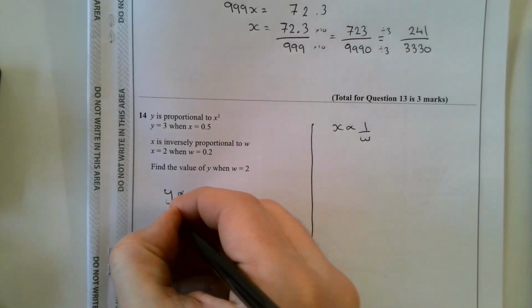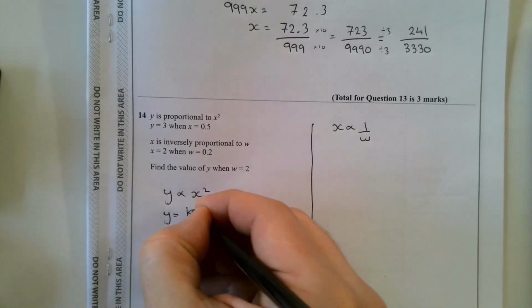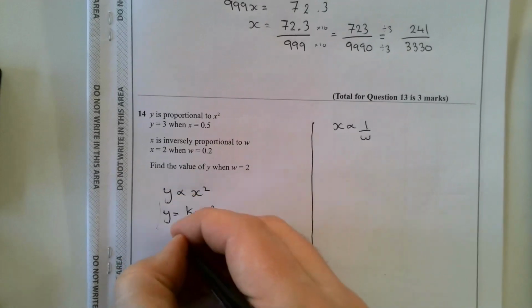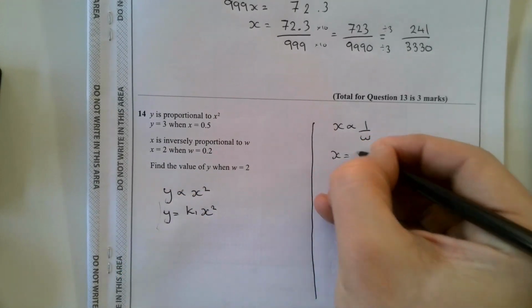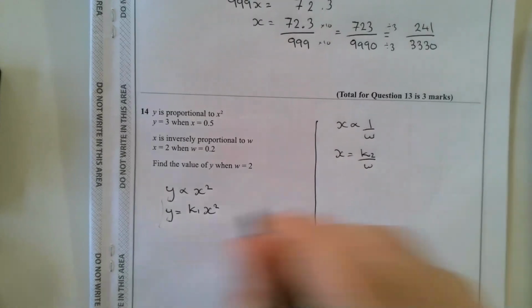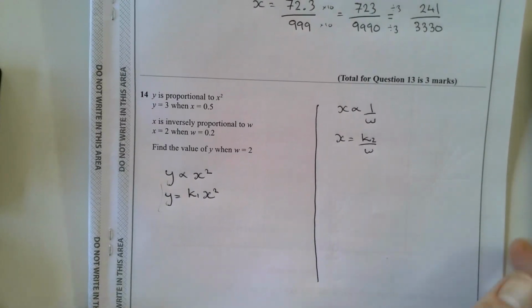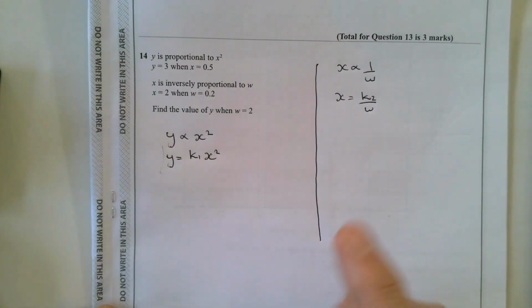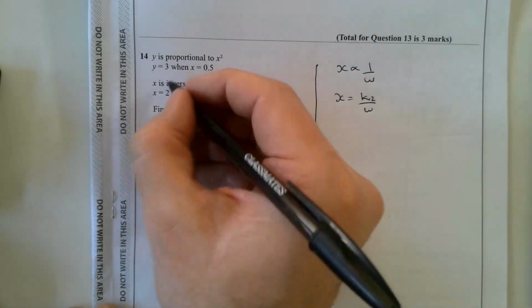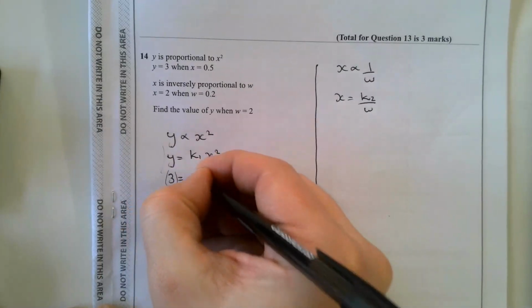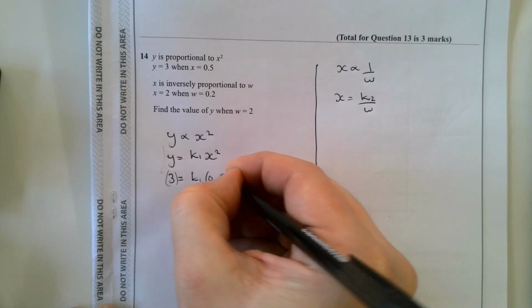Now what I do know is that y is equal to a number, call that k1, times x squared. Now just for writing that down, you get a mark. Or, for writing this one down, you get a mark. So there's no excuse for anyone watching this video to not get one of those marks. Then it tells me a pair of values. So when y is 3, x is a half. So 3 is equal to k1 times a half squared.